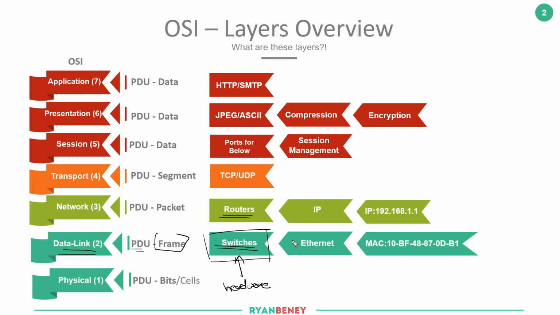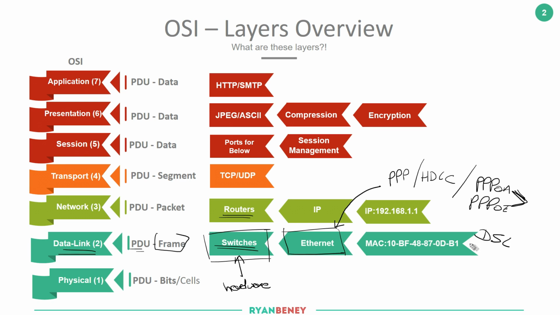An example of a protocol that runs at the data link layer is most popularly known as Ethernet, but there are other protocols like PPP, HDLC, and we also have protocols like PPPoA and PPPoE, which is used to actually deliver digital subscriber line technology, which essentially is your broadband.